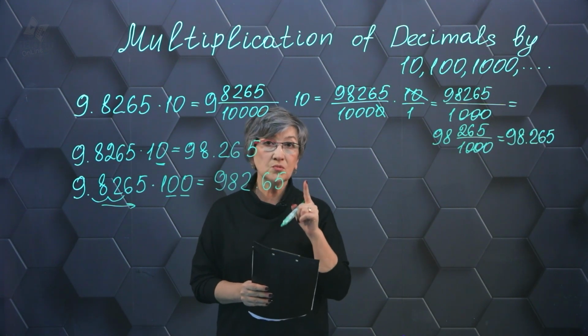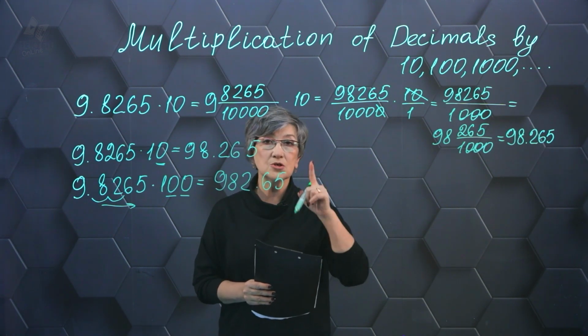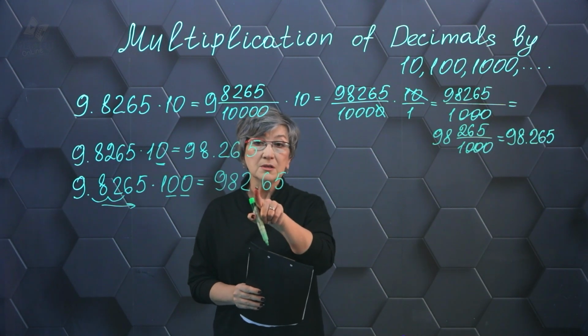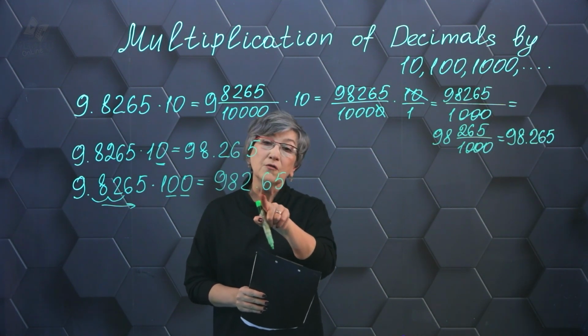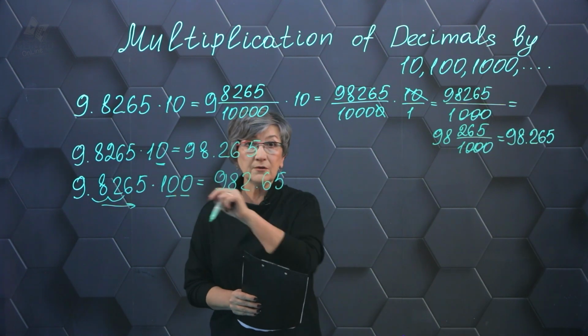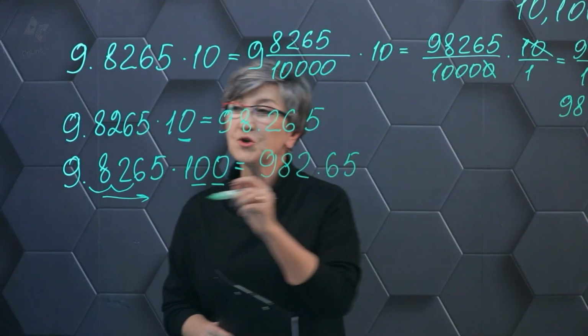That is, in order to multiply a decimal fraction by 10, 100, 1,000, and so on, we just need to move our point to the right by as many places as the number of zeros in our multiplier. And a few more examples.